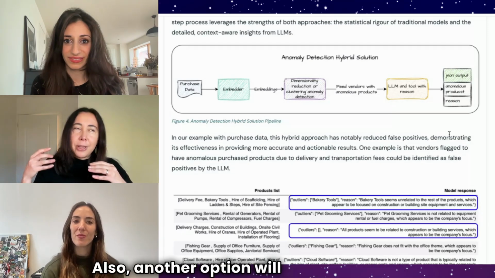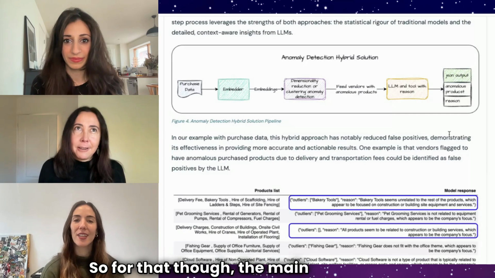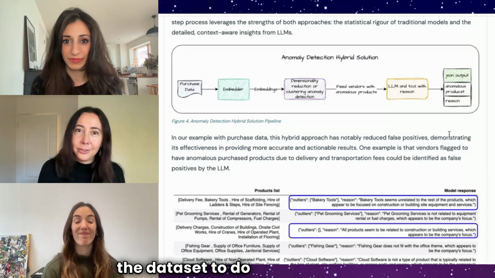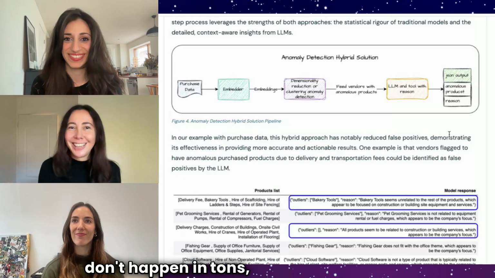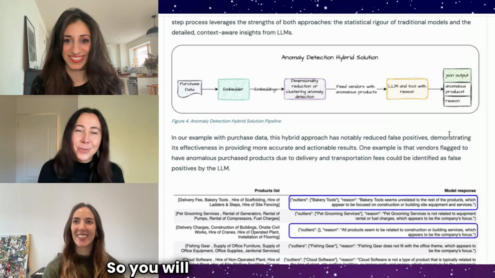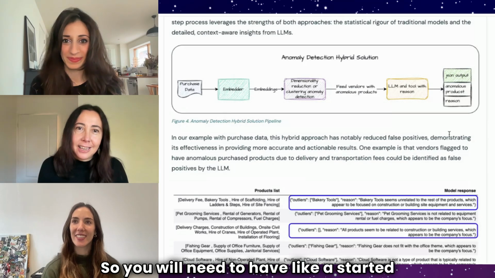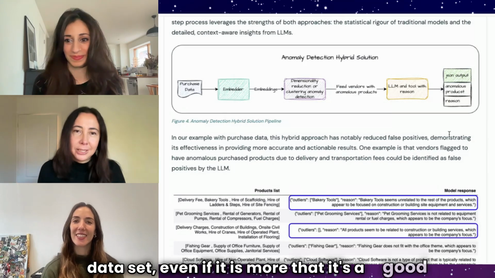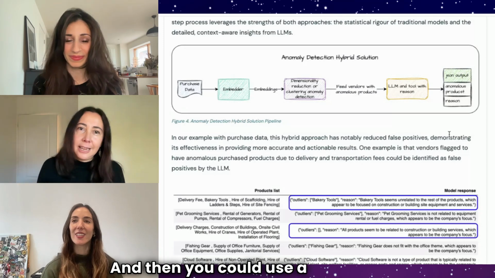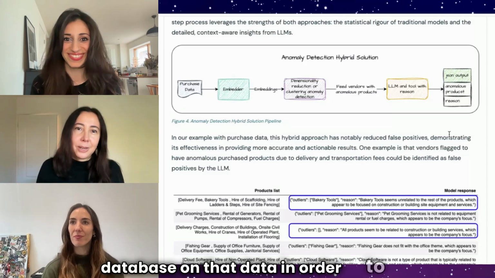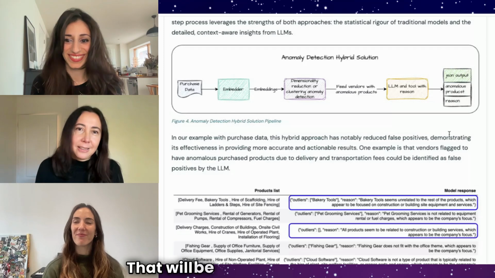Also, another option will be fine-tuning, as you were mentioning. For that, though, the main limitation is the data set to do the fine-tuning. Because these anomalies, they don't happen in tons, they are anomalies. So you will need to curate that data. You will need to have a starter data set, even if it is small, of good quality, from your historical data, and then you could use synthetic data based on that data in order to fine-tune a little LLM and get better accuracy. That will be the next approach.